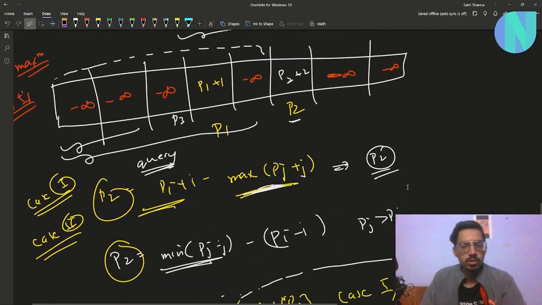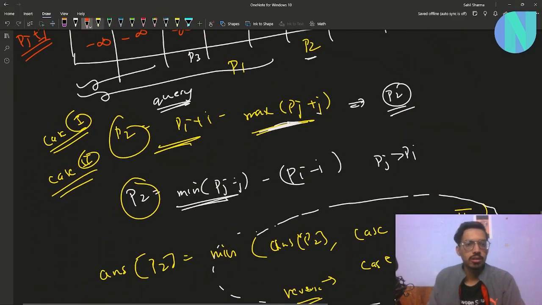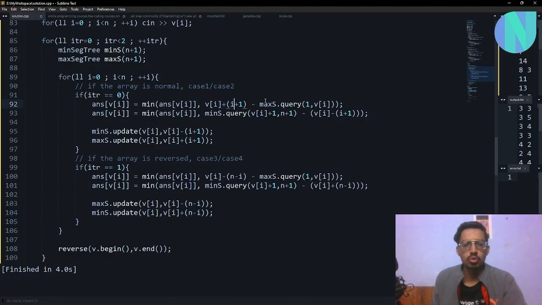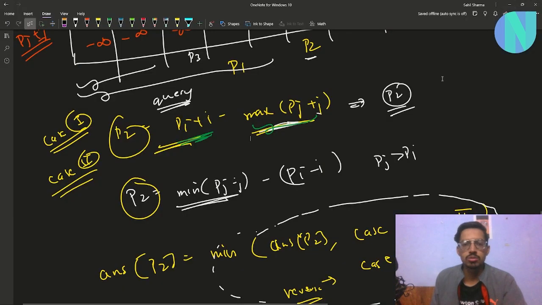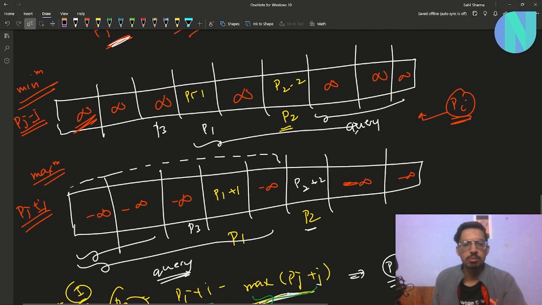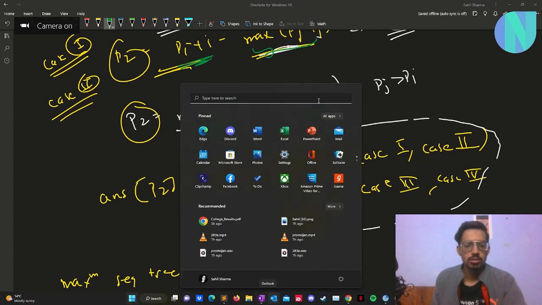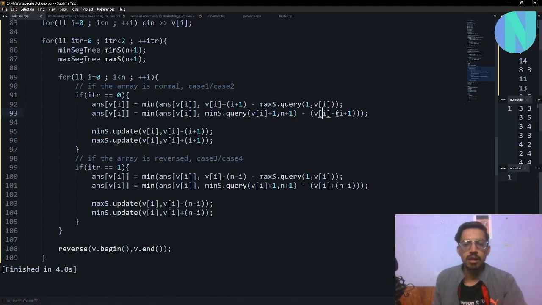So if I come here, this is the first case, right? That is p[i] plus i, and then I will query on the left side in the maximum segment tree, right? So this is the following thing: p[i] plus i minus the query from the maximum segment tree on the left side. Similarly, this is case 2: query on the minimum segment tree on the right side, and minus p[i] minus i. So it is p[i] minus i.